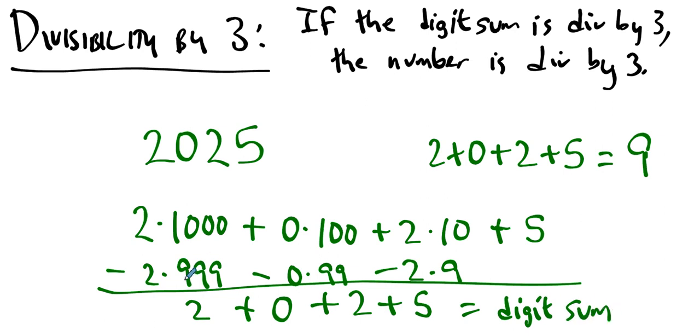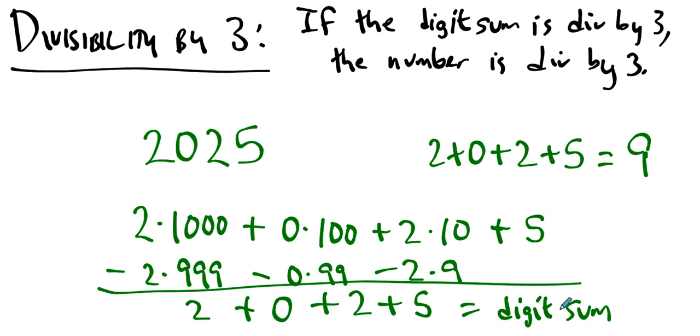So we removed a multiple of 3, we removed a multiple of 3, we removed a multiple of 3, and then we have this. If this is a multiple of 3, then the whole thing is. If this is not a multiple of 3, then the whole number is not. And that's why it works. We've removed multiples of 3, and then we've left us with one thing where we do or do not know if it is a multiple of 3.